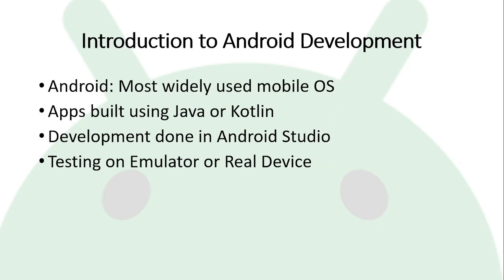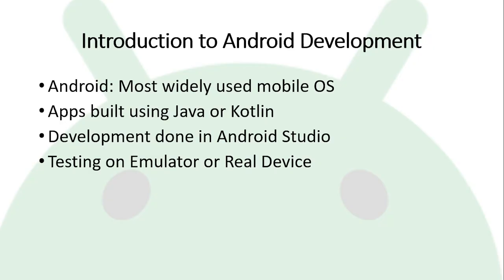So let's start. First of all, let's talk about Android development. Android is the world's most widely used mobile operating system, powering billions of devices. Developers write Android apps using Java, the traditional language, or Kotlin, which is now the official recommended language by Google due to its simplicity and modern features. Android Studio is the official integrated development environment, also known as IDE for short, for creating apps. It includes tools for designing interfaces, writing code, and testing apps on virtual emulators or real Android devices.